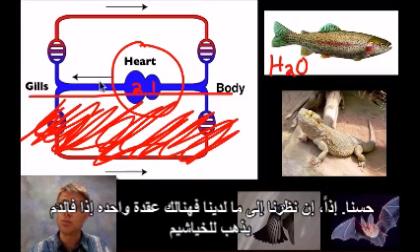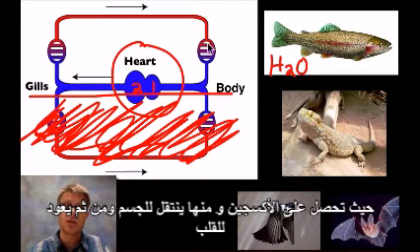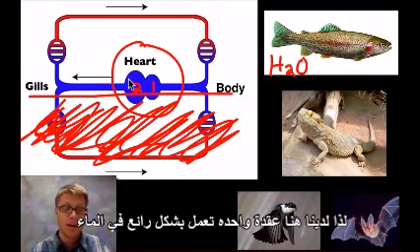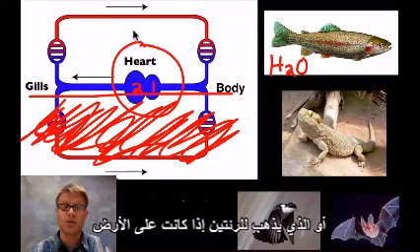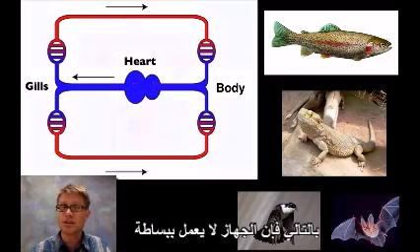We have one single loop. So the blood is going to go to the gills, where it's going to get oxygen, and then it's going to go to the body, and then it's going to continue back to the heart. So we only have one loop. And that works great in water, but when you move on to land, you lose quite a bit of that pressure as you go to the gills, or if you're on land as you go to the lungs. And so it simply isn't a system that works.